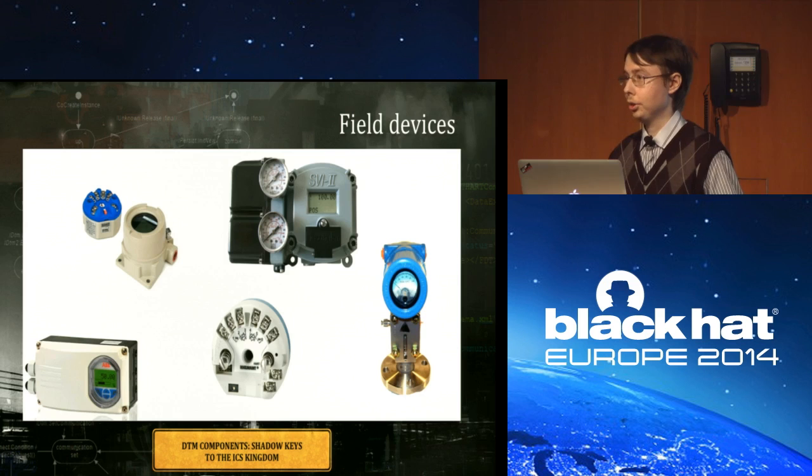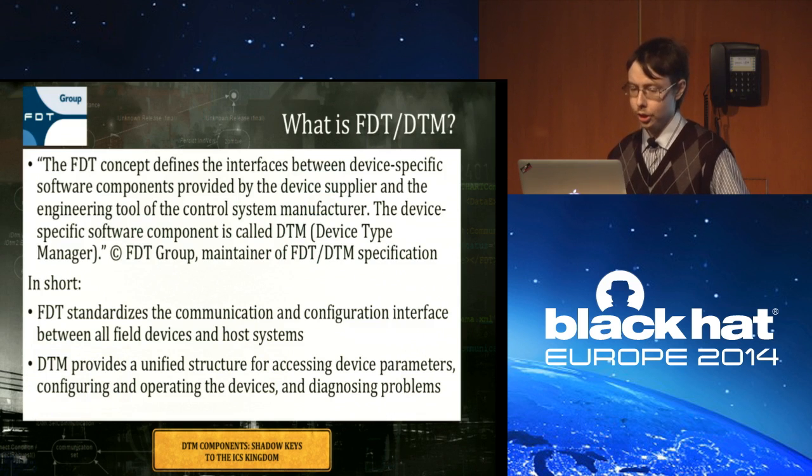Another problem is the usage of DCS. When you're creating a DCS, distributed control system, or SCADA, you need to work with all these transmitters. So the industry needed a technology that unites all the transmitters, and the solution exists, and it's called the Field Device Tool specification, invented by the FDT Group. In short, FDT standardizes the communication and configuration interface between all field devices and host systems, and DTM provides a unified structure for accessing device parameters, configuring and operating the devices, and diagnosing problems.